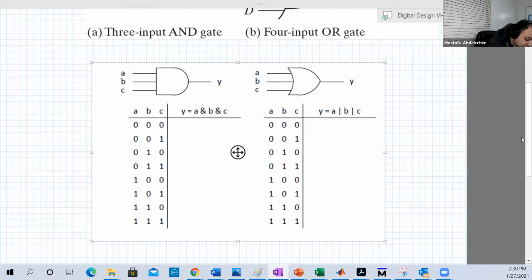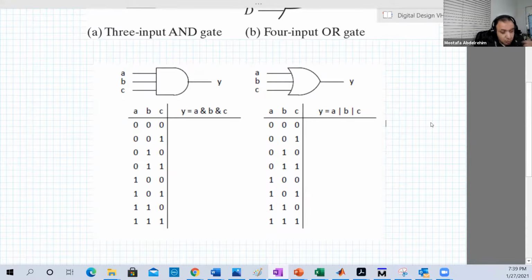Basically, for the AND, all the conditions should be satisfied in order to make the output true. Here, the conditions are not all satisfied, so the output is zero. Again, the output is zero, because not all of them are satisfied. One of them here is not satisfied. Again, zero.